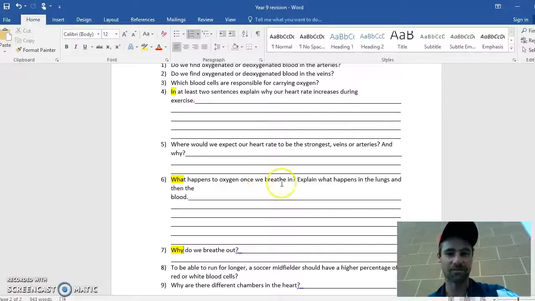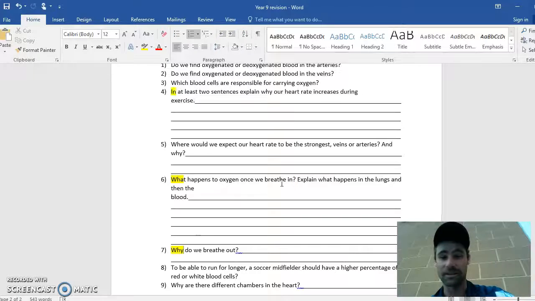So what happens to oxygen when we breathe in? That was going through into the lungs, through the alveoli, little sacs into our bloodstream. Then it gets transported through the body.